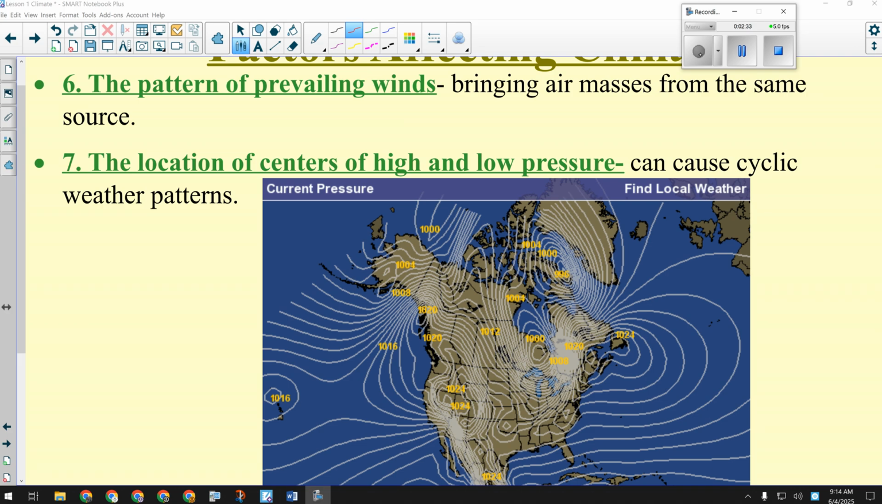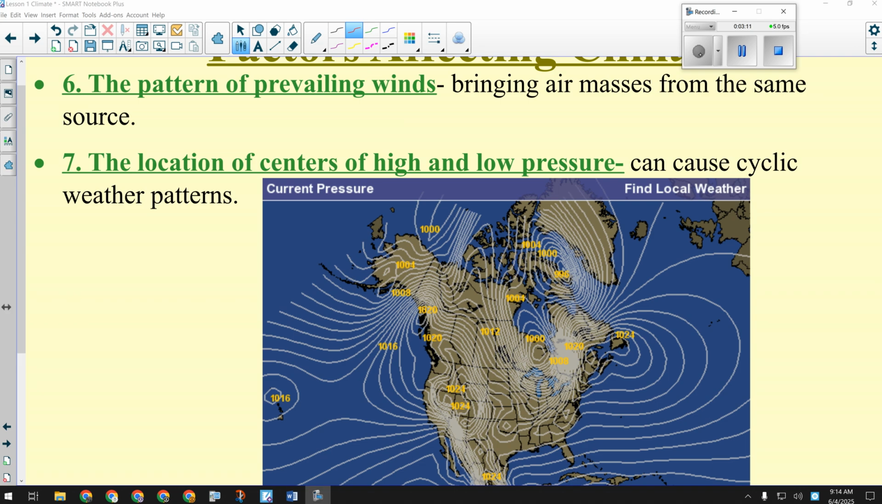All right, the last 2 factors affecting climate are the patterns of prevailing winds. Most places will have a prevailing wind direction. Here, our prevailing winds are west-southwest. They come from this direction most of the time. We know we're in for a change in the weather if the wind is anything other than that direction. If we're going to get a big storm in the winter, it's probably a northeasterly wind that's going to bring all of that cold air.